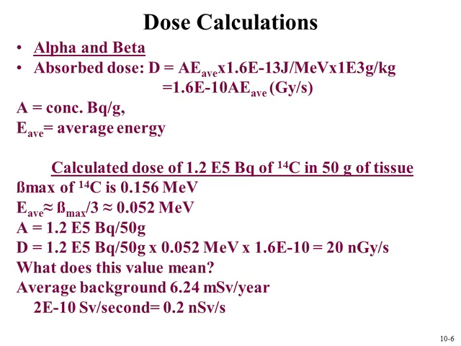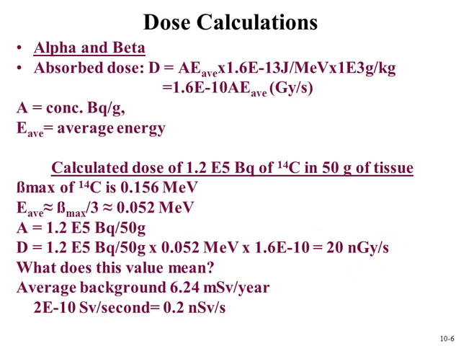So we can show how this would work. Imagine a calculated dose of 1.2 times 10 to the 5th becquerels of carbon-14 in 50 grams of tissue. Beta max for carbon-14 is listed here, 0.15 MeV. The average energy is 1/3 of that, so about 0.052 MeV. Plugging these values into the equation, A is equal to the activity divided by 50 grams. We have our average energy listed here. Plug this into the equation. We get a value of 20 nanograys per second.